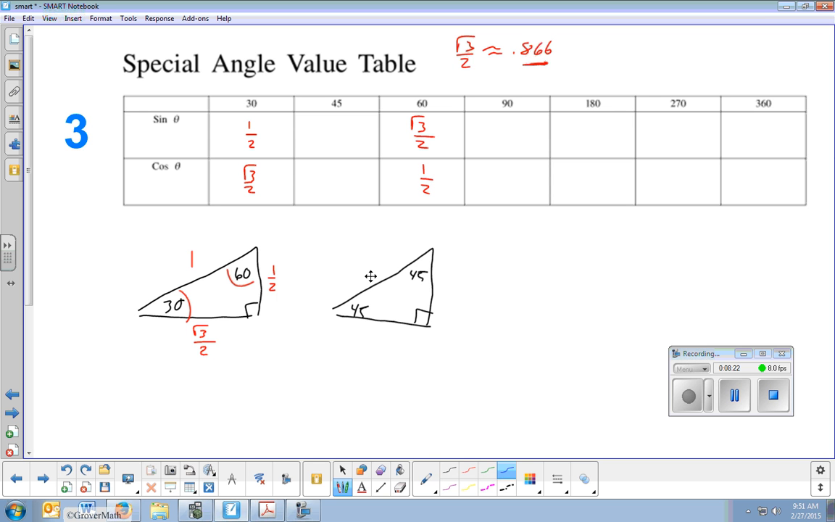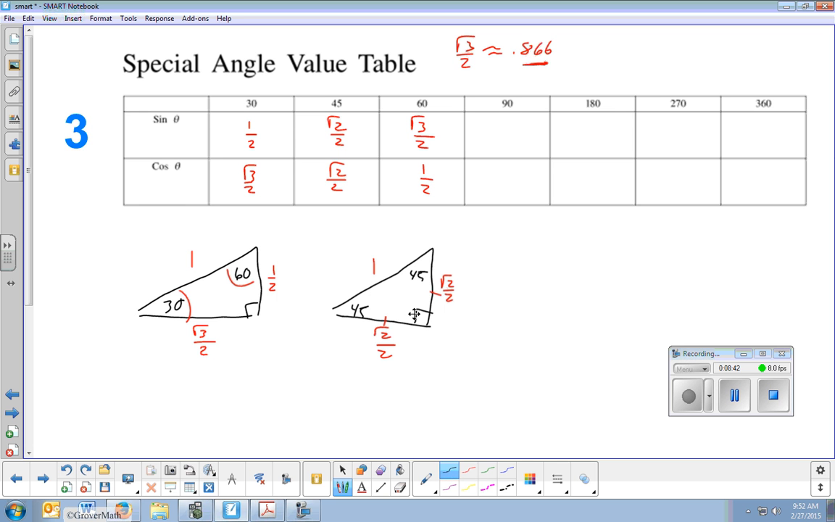And again, we're going to say the hypotenuse equals 1. This works out to be rad 2 over 2, and this is the same, rad 2 over 2. It's an isosceles right triangle because they're both 45. So sine 45 is rad 2 over 2, and cosine 45 is also rad 2 over 2.